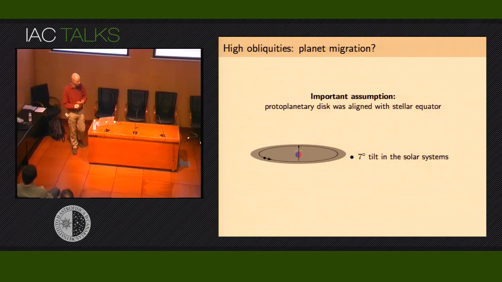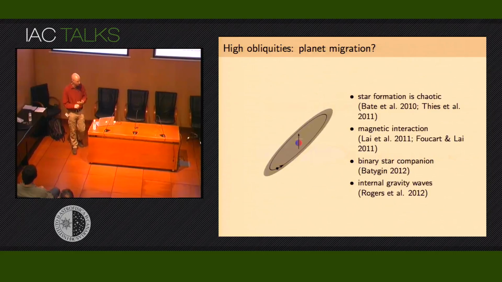Okay, so there was one important assumption we have put into all this reasoning, and that is that the disk, the gas disk and dust disk out of which a planet forms, is actually aligned with the rotation of the star. Again, this is motivated by what we see in our own solar system. There's only a 7-degree tilt between the plane of the equator and the ecliptic. But our colleagues have told us recently that this might be a naive assumption, and that, of course, star formation is chaotic. There are always magnetic fields. Many stars are formed in binaries, which can actually lead to precession of the disk around the total angular momentum. And for more massive stars, internal gravity waves might also change the rotation of the outer layer.